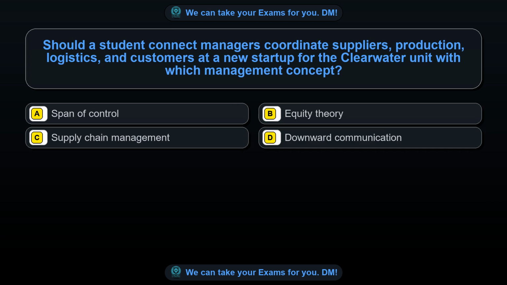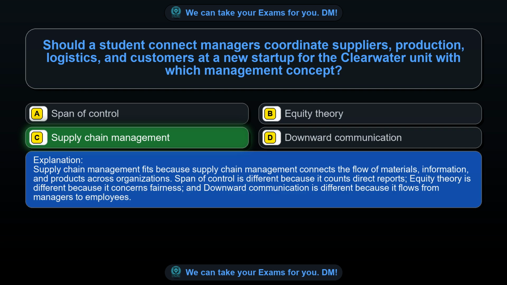Question 7. Should a student connect managers coordinating suppliers, production, logistics, and customers at a new startup for the Clearwater unit with which management concept? Option A, span of control. Option B, equity theory. Option C, supply chain management. Option D, downward communication. The correct answer is option C, supply chain management. Supply chain management fits because supply chain management connects the flow of materials, information, and products across organizations. Span of control is different because it counts direct reports. Equity theory is different because it concerns fairness, and downward communication is different because it flows from managers to employees.